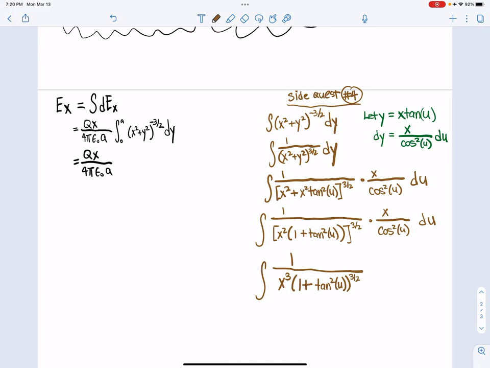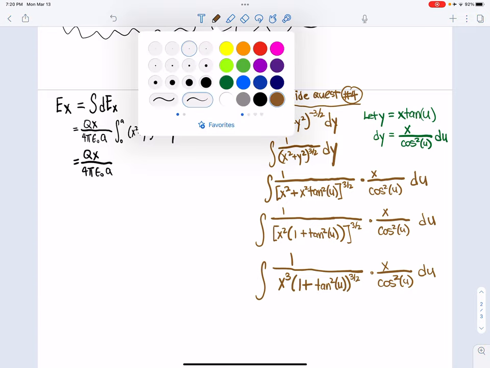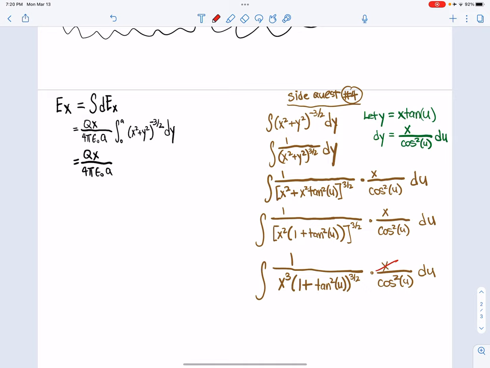And then I would still multiply that by x over cosine squared of u, du. All right, now I could cancel out these x's, and this becomes to the power of 2, right?